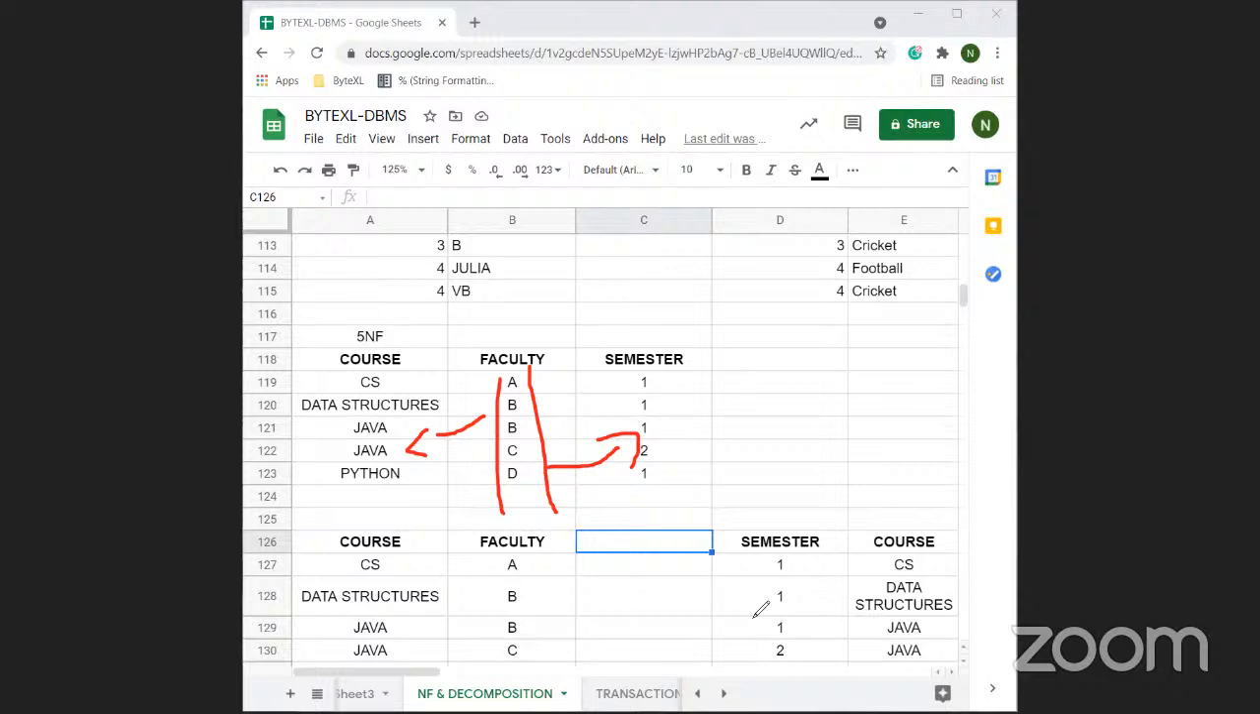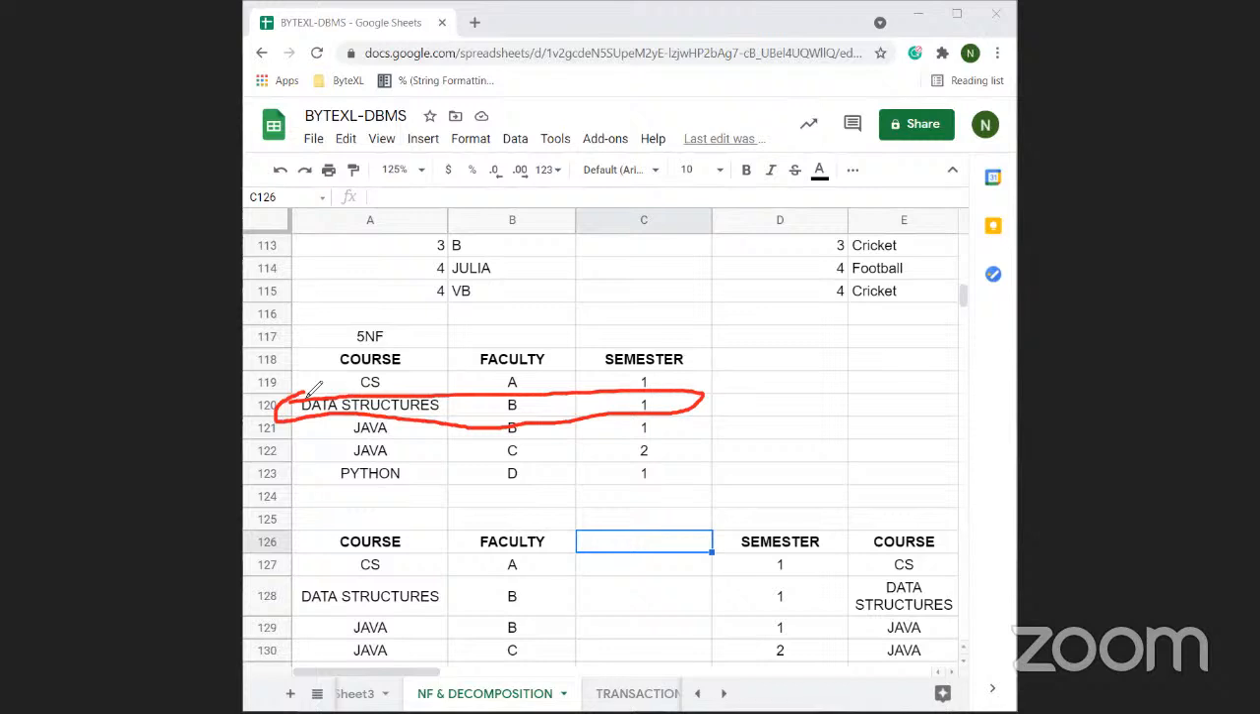So to avoid this, we have to use 5NF. What does 5NF state? If there is any change in the combination, always lecturer B will teach data structures to semester 1 every year. If that is the case, this table is good, no problem. But we can't say that.